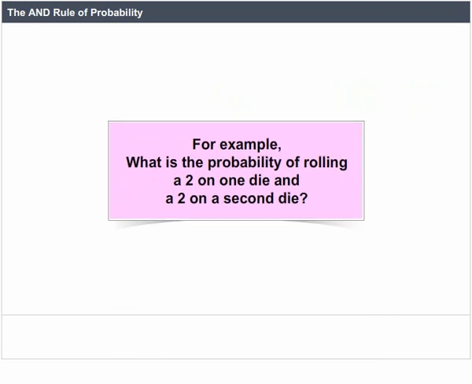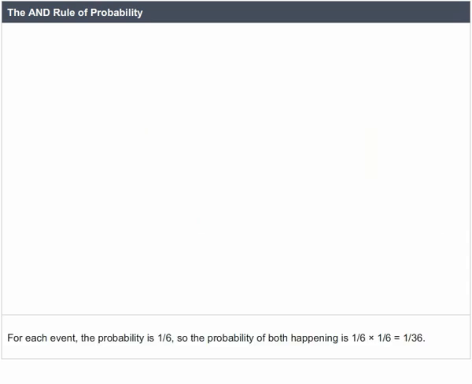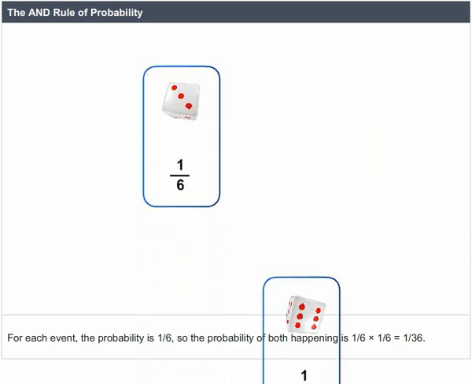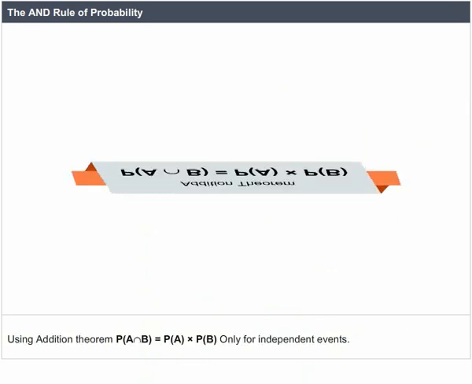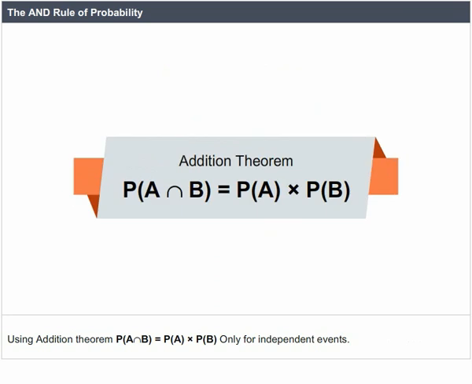For example, what is the probability of rolling a 2 on one die and a 2 on a second die? For each event, the probability is 1 by 6. So the probability of both happening is 1 by 6 times 1 by 6 equals 1 by 36. Multiplication theorem: P of A intersection B is equal to P of A times P of B, only for independent events.